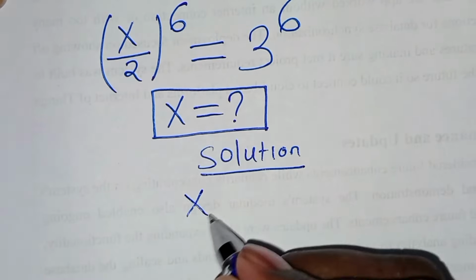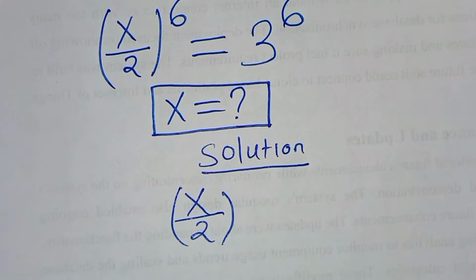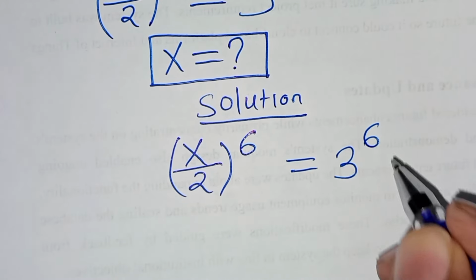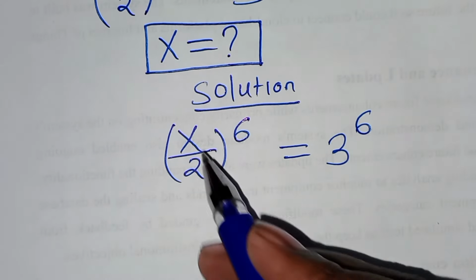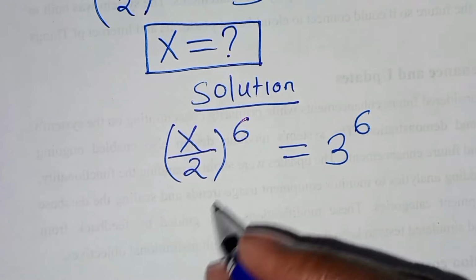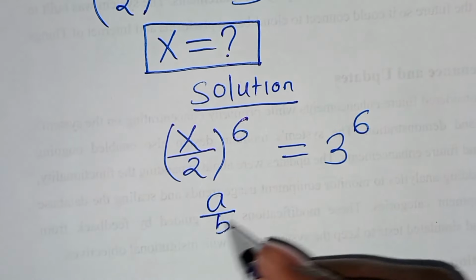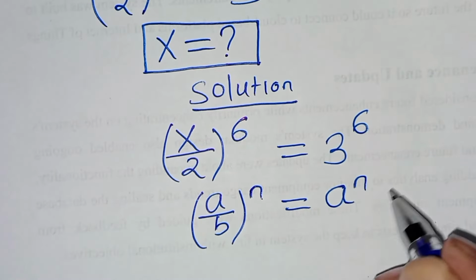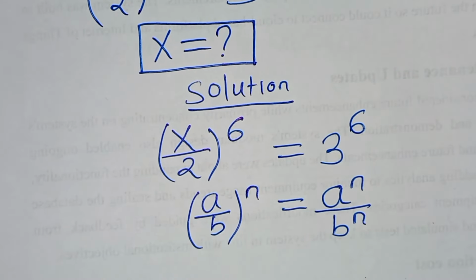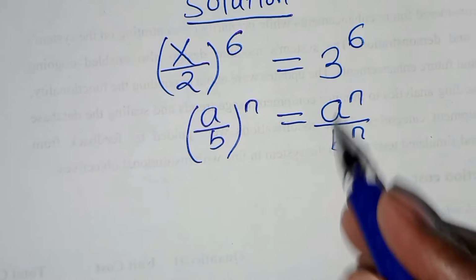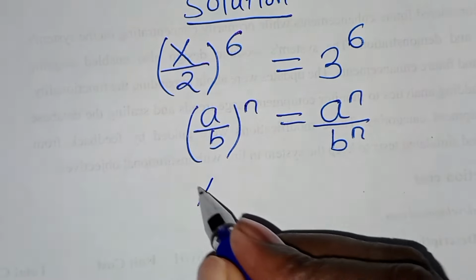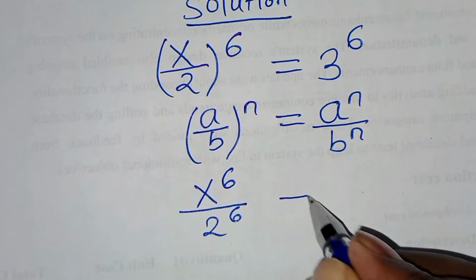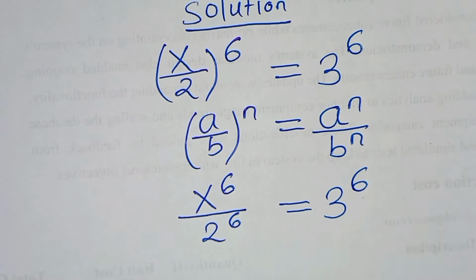We have (x over 2) raised to power 6, which is equal to 3 to power 6. Now, you find that (x over 2) raised to power 6 is in the form of (a over b) raised to power n, which we can express as a to power n over b to power n. Applying this exponent property, this is the same thing as x to power 6 divided by 2 to power 6. This is equal to 3 to power 6.